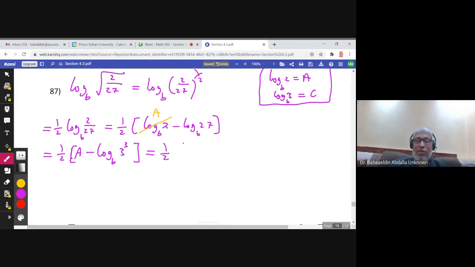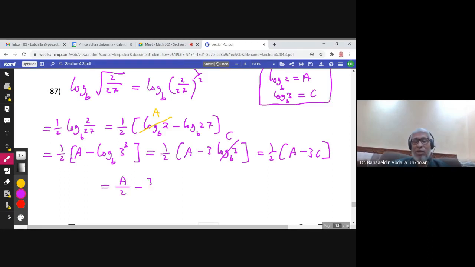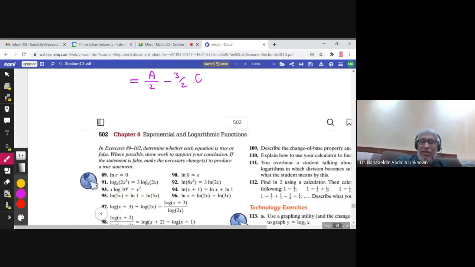And now what can you do? You can take 3 outside using the power rule. And now log 3 to the base b can be written as C. So the final answer would be half A minus 3C, or if you want to write it, A over 2 minus 3 over 2 C. This is the answer of the question. We wrote this expression in terms of A and C.